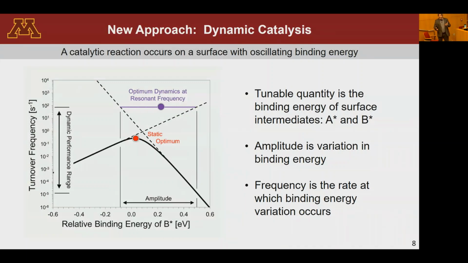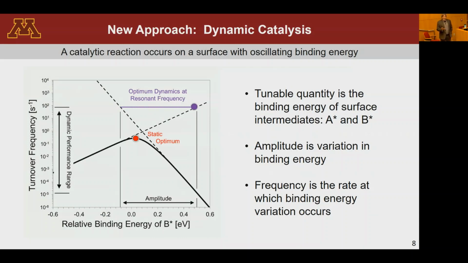And of course, I can have any waveform here. I could switch instantaneously, like a square wave, or I could have a sinusoidal wave, and I can go between the two. The question is, where will I end up? Because I think of this line here, the Sabatier curve, as the steady state solution of the balance of all the steps. But when I'm doing this transiently, I could end up anywhere I want.